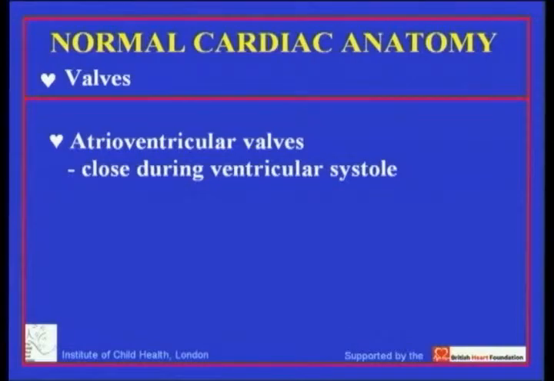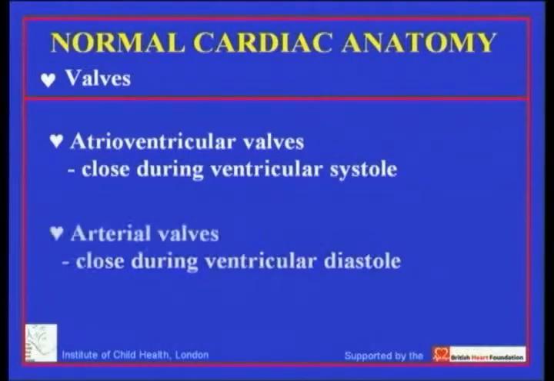So in many ways, it's the valves that keep everything working properly. And as you are all aware, there are two sets of valves, and the anatomy of the valves dictates their function. So we need to know when the valves open and when they close, and you all know that during ventricular systole, the atrioventricular valves close to stop the blood running back into the atrial chambers, and then during ventricular diastole, the atrioventricular valves open, but the arterial valves close to support the column of blood then in the arterial trunks.